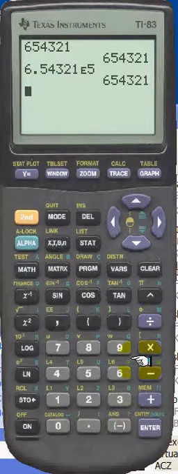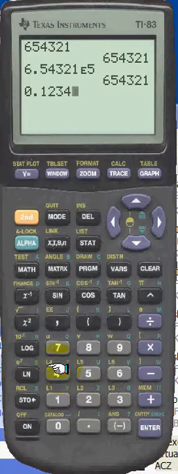Okay, let's try another one here. Okay, so I'm going to start with 0.1234. All right, and if I want to convert that to a scientific notation number, I could move this over. I'll move it one place to the right, so it'd be a decimal place over here. So the correct showing of this scientific notation would be 1.234 times 10 to the negative first.